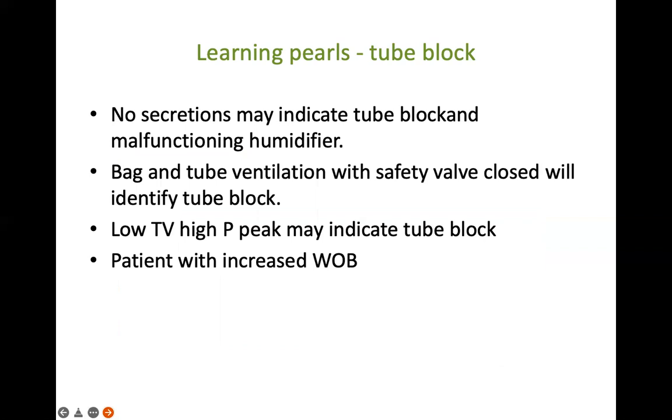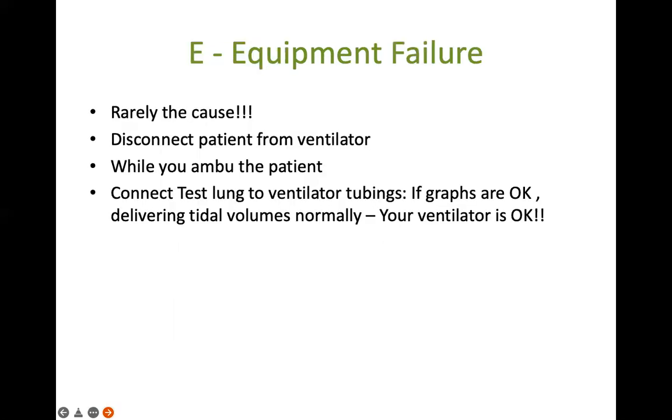So what were the learning pearls in tube block? No secretions may indicate tube block and malfunctioning of the humidifier. Bag and tube ventilation with the safety valve closed will only tell you whether there is a block inside the tube or not. A low tidal volume and a high P peak may indicate tube block, and a patient with increased work of breathing, especially suprasternal and substernal retractions, indicates that you have a tube block.